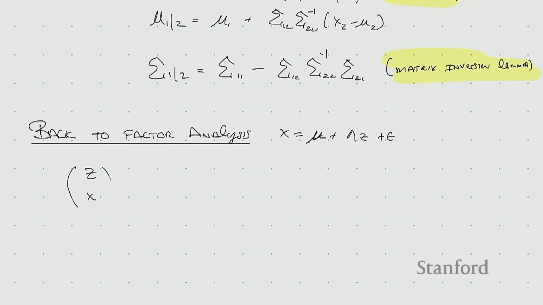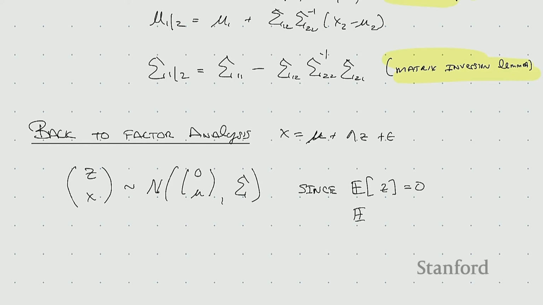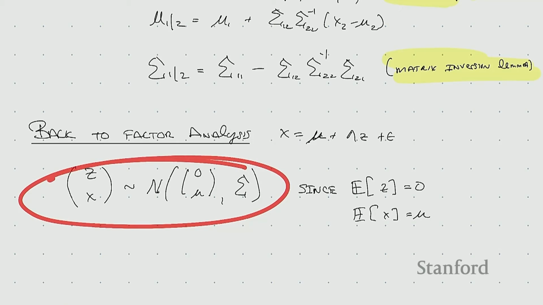Remember we have 2 variables, N(0, sigma), since the expected value of z is equal to 0, and the expected value of x equals mu. Now, we don't know sigma yet. We just say there's a covariance out there. We're going to derive what it is in 1 second. But the point is that the whole factor model basically boils down to some gigantic Gaussian, and that's going to be really helpful to us.